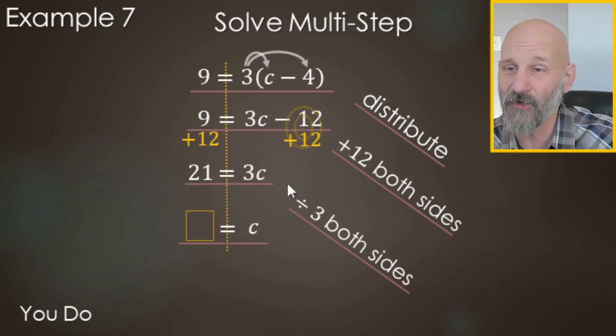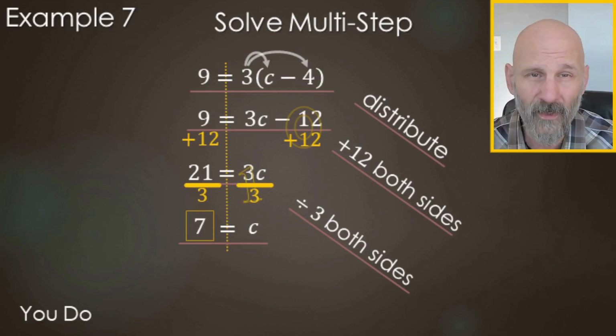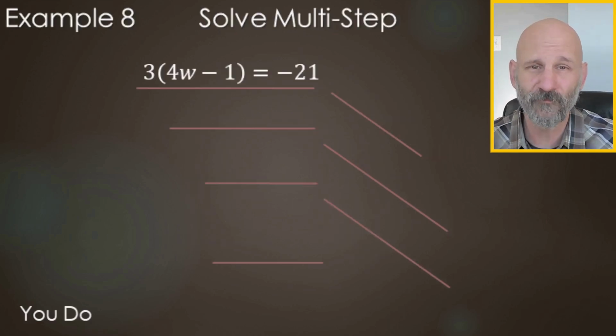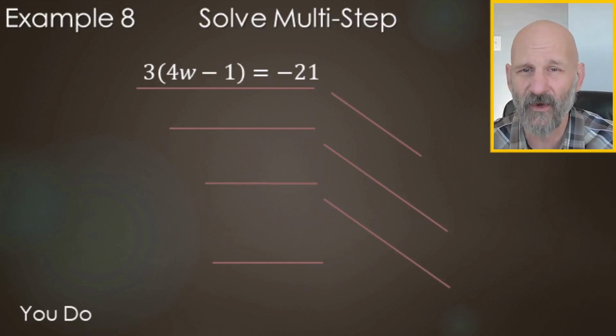Next up, we want to undo the 3 being multiplied to the c, so we're going to divide 3 to both sides. So we have 21 divided by 3, that makes 7. 3 over 3 is just 1c right there. So 7 equals c. 7 is the value for the variable that makes the equation true. Go ahead and try this one out also. Pause the video, then come on back and see how you did.